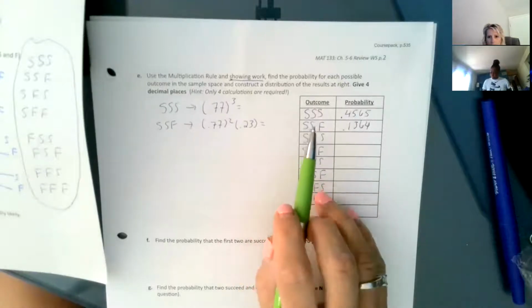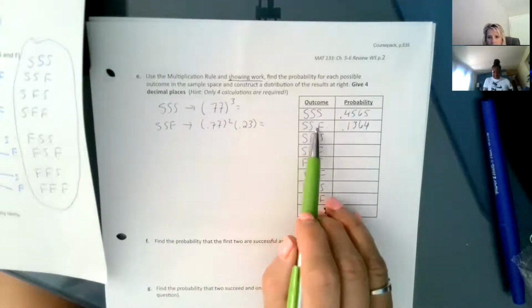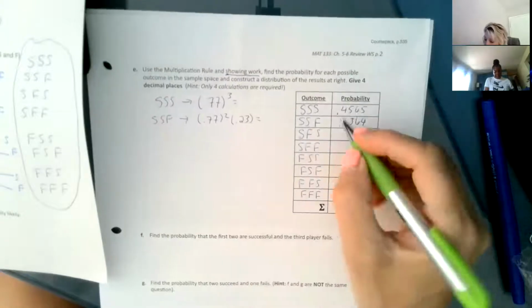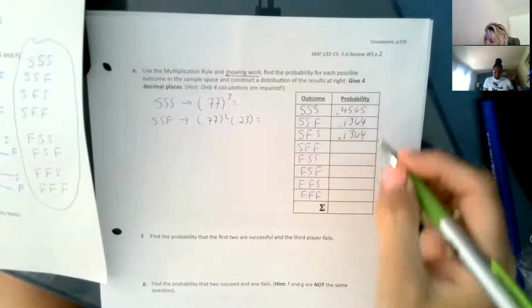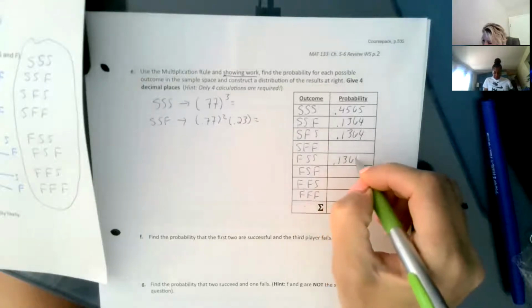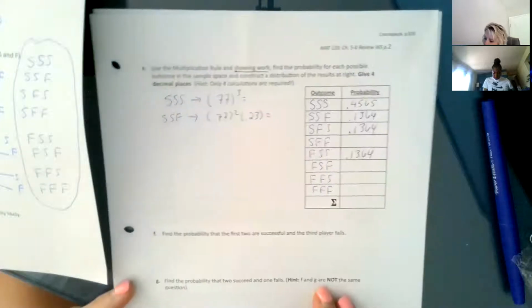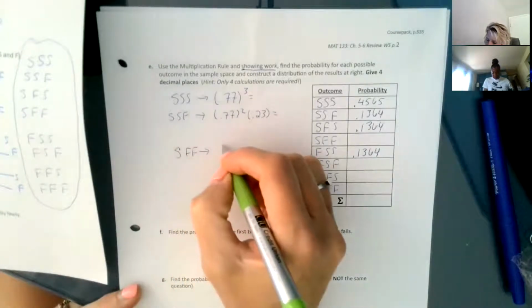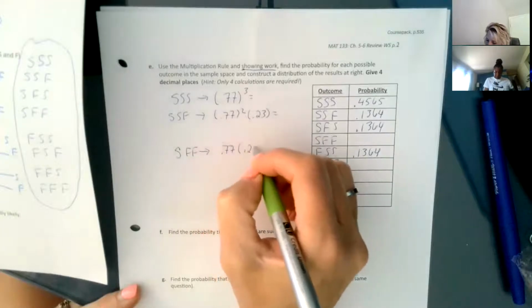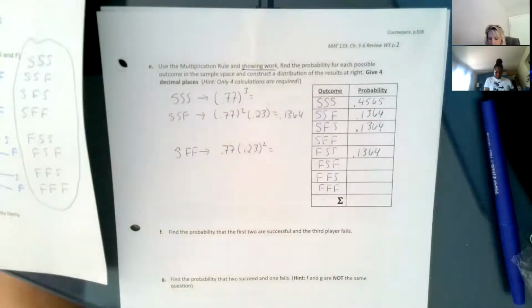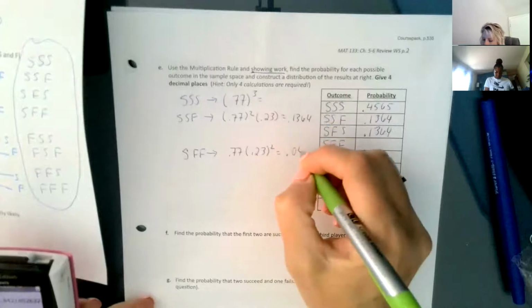Now, because order doesn't matter, the second outcome here, SSF, is really the same as SFS, right? You still had two successes and one failure. So that should also be 0.1364. And then the fifth one down should also be 0.1364. Then our outcome of one success and two failures is going to be 0.77 times 0.23 squared. And that comes out to be 0.0407.